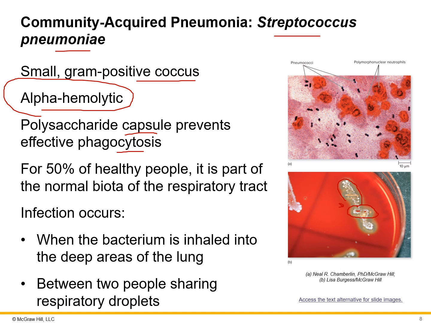Now, as we mentioned before, whenever we were talking about the normal biota, this is part of that normal biota. So about half of the people actually have this as part of their normal flora. The problem is whenever that bacteria is inhaled deep into the lungs, so overexertion, if somebody's breathing very heavy for various reasons, it goes deeper into the lung tissue than normal. But it can also occur just from people sharing droplets, so of course kissing or direct contact as well.